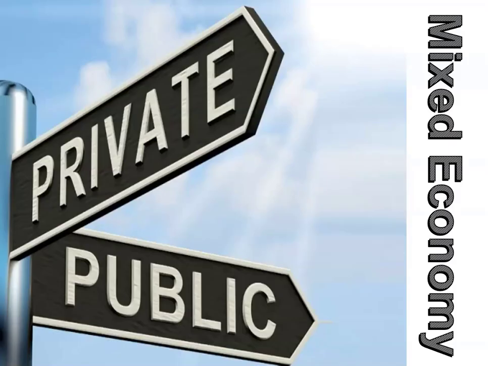And then we have what's called a mixed economy. This is an economy that exhibits elements of both capitalism and socialism. Essentially, the free market, also known as the private sector, and the government, known as the public sector, work together in order to meet the public's needs. Here in the U.S., the economy is basically a mixed economy.